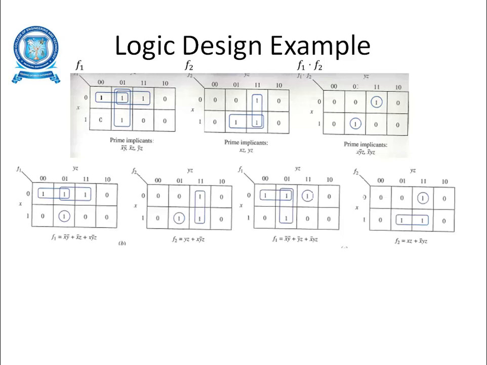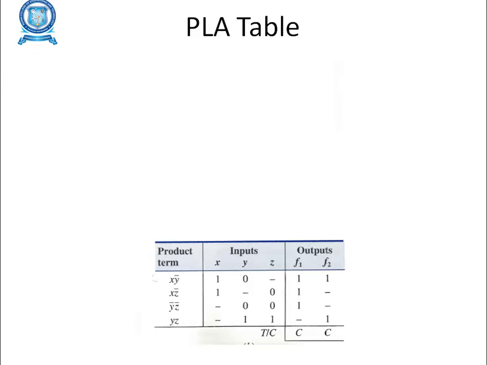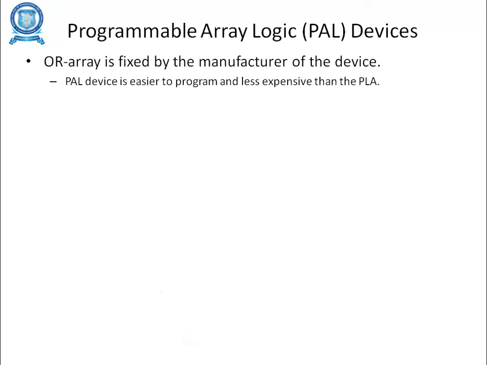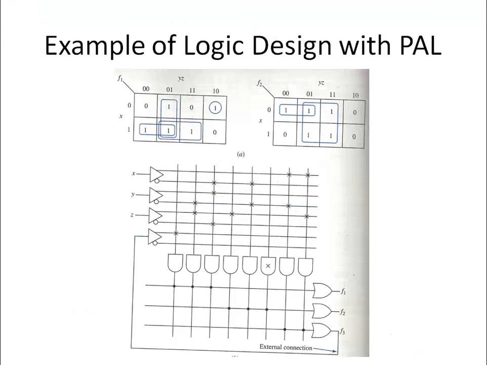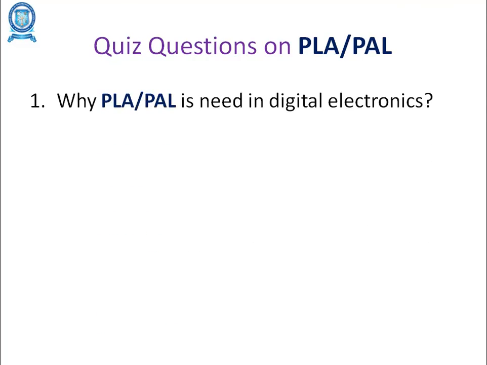Logic design example. Addition for greater flexibility. The PLA table is commonly used, and the order is fixed at manufacture of the device. Example of logic design with a PLA and PAL. Why are PLA and PAL needed in digital electronics? So that the circuit is easily connected.